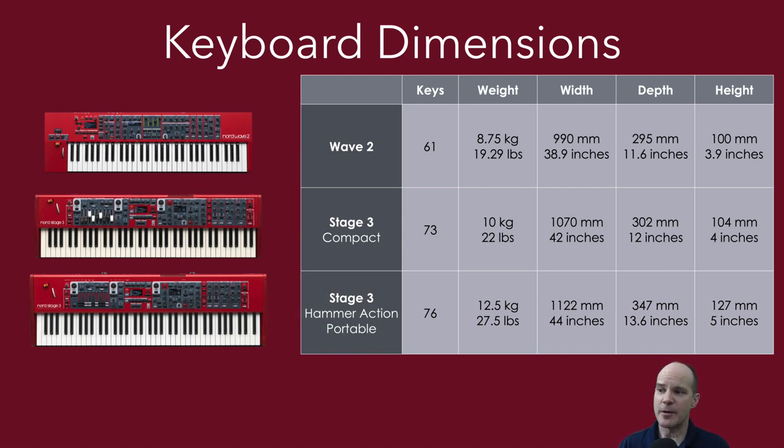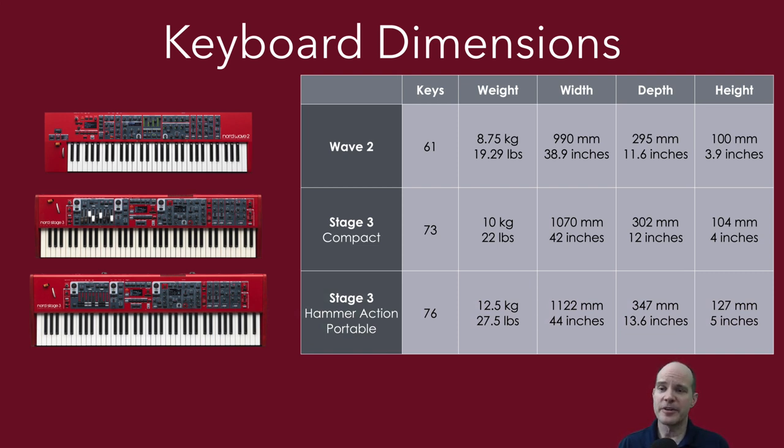Then we have the Stage 3 Hammer Action. Now we're talking about 12.5 kilograms, 27.5 pounds. So we're now over 7 pounds heavier than the Wave 2. The length isn't much longer. It's 1,122 millimeters wide, or 44 inches wide. So about 5 inches wider than the Wave 2.